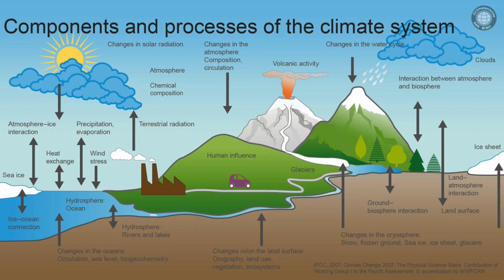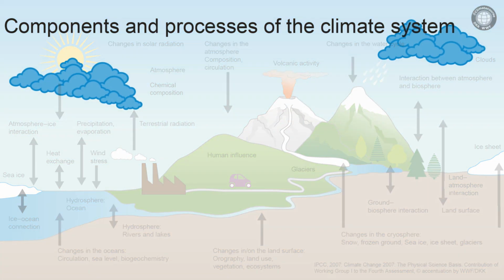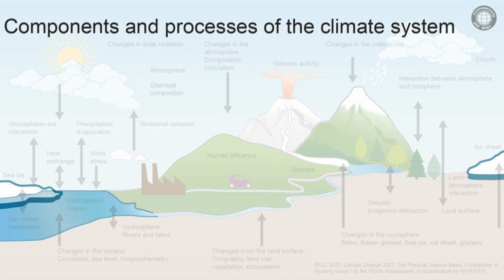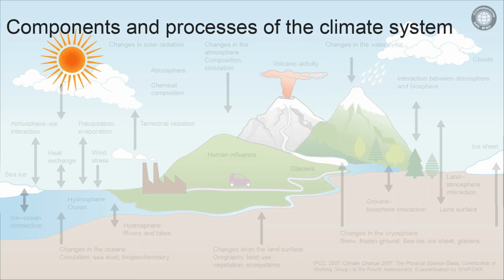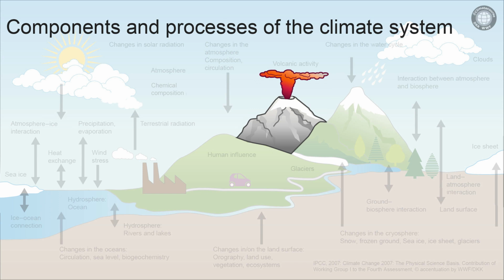These are illustrated in this graphic. We have the atmosphere with clouds, we have the ocean, we have the sea ice, we have the land surface, and then we have other major processes that affect climate. For example, solar radiation and volcanoes. We want to represent all these processes, all these attributes in a model. How do we do that?